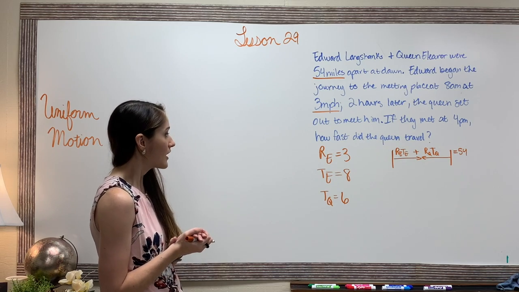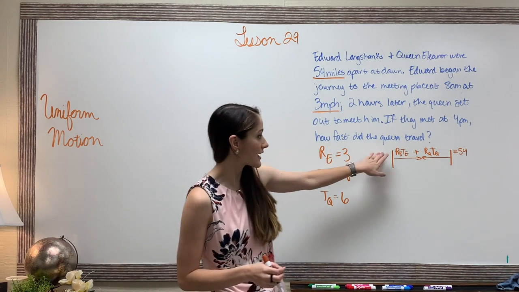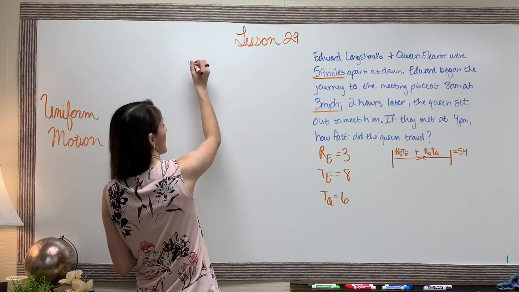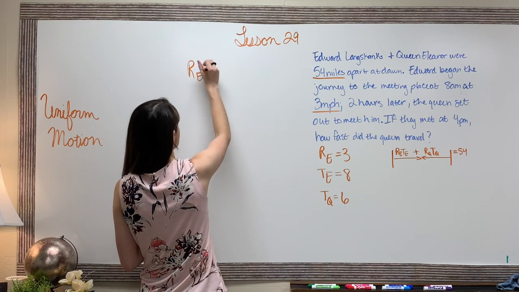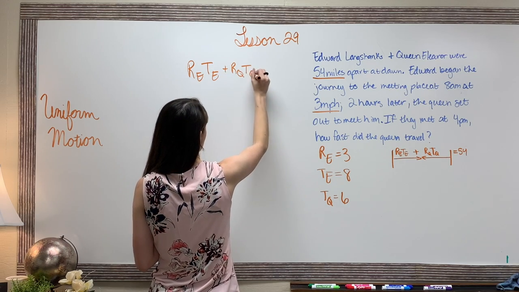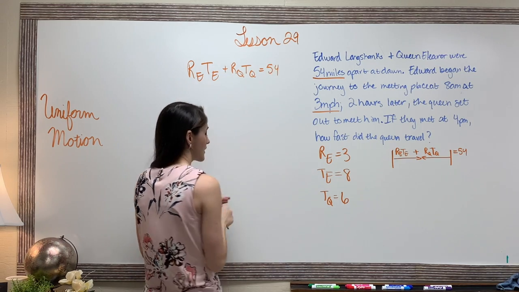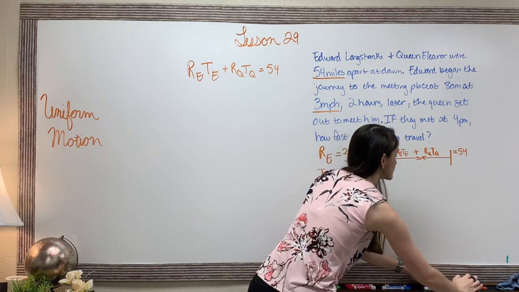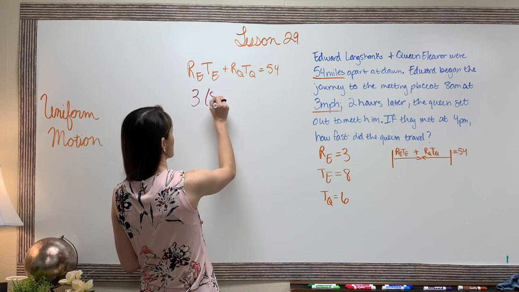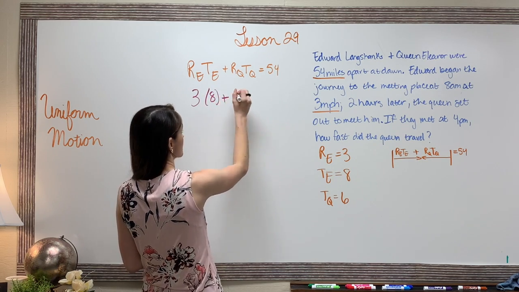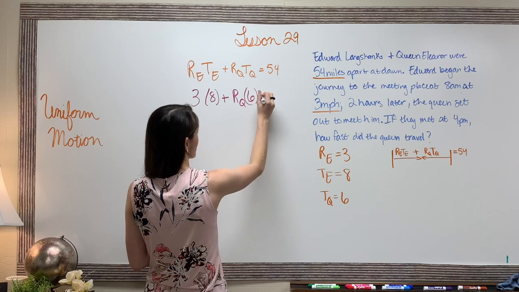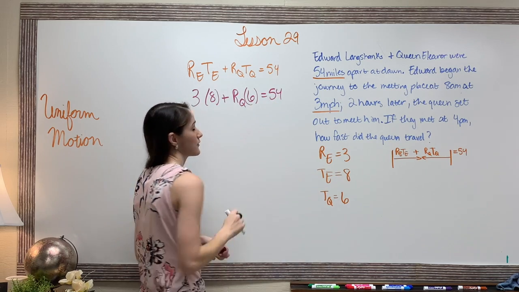So cool, that's good. All right, so now we need to write this out as our key equation and then plug this stuff in and solve for the rate of the Queen. So we have R of E, T of E, plus R of Q, T of Q equals 54. And I'm gonna change colors now. Okay, so instead of R of E, we're gonna say 3. The time of Edward was 8. Plus, the rate of the Queen is what we are trying to solve for. The time of the Queen was 6, and the total distance was 54.